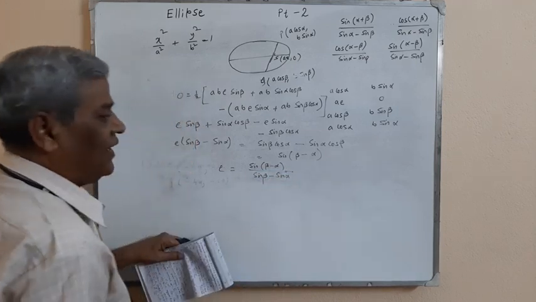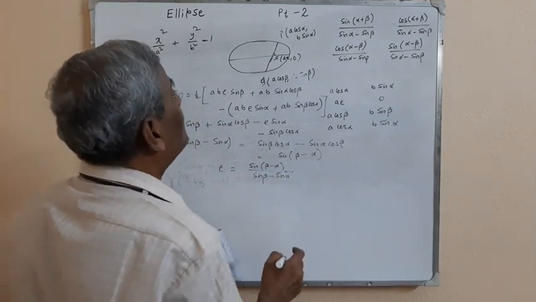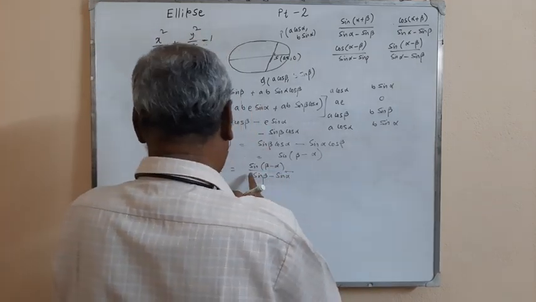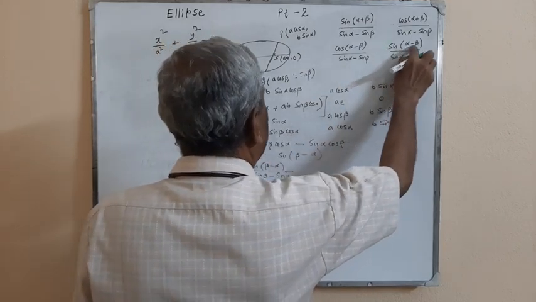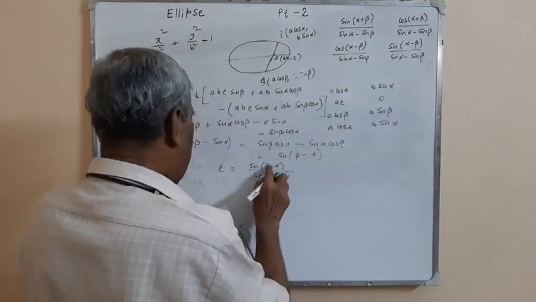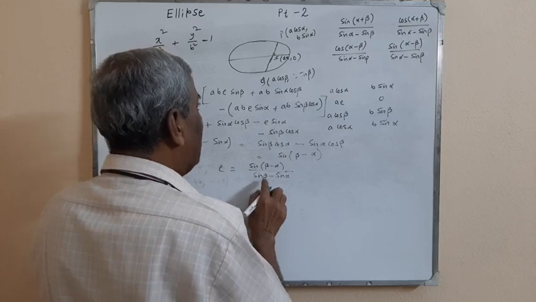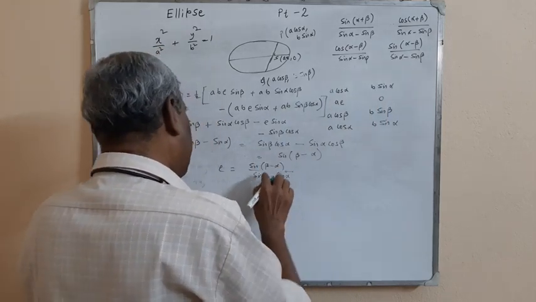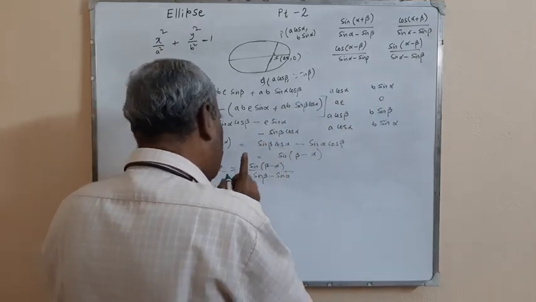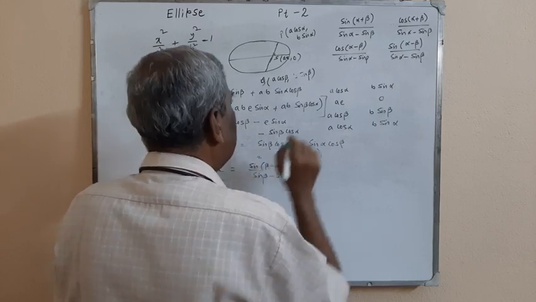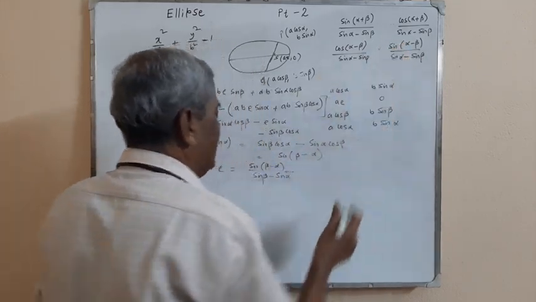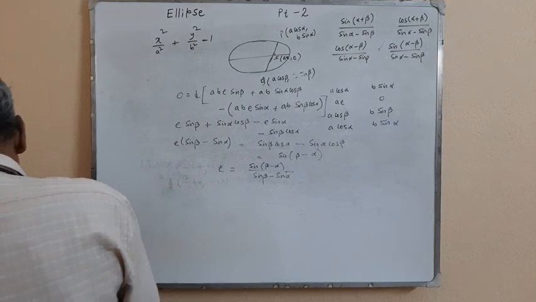It is the correct answer. Sin of alpha minus beta by sin alpha minus sin beta. Multiply numerator and denominator by minus 1, we get the answer D. Option D is correct.